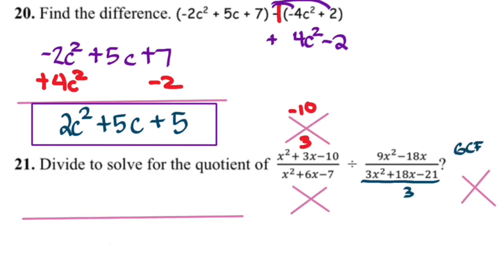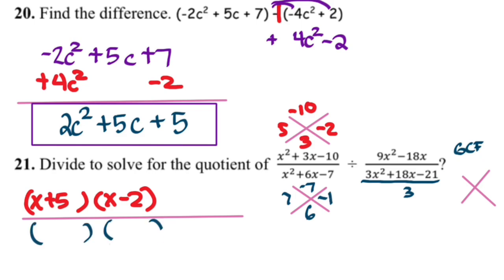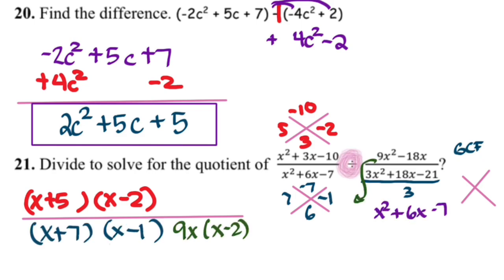21 is a division problem, so I need to do keep, change, flip. So I keep the first and I factor it. Downstairs, I factor that as well. Then I change the sign to multiplication and I factor. So I'm moving 9x squared minus 18x, taking out a GCF and moving it downstairs, where I take out a GCF of 3 and then I Xbox to solve and put that on the top.